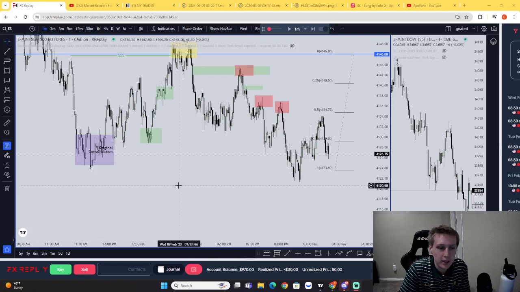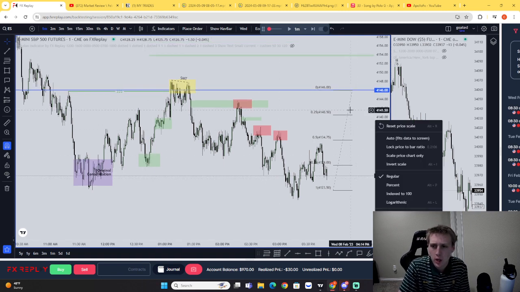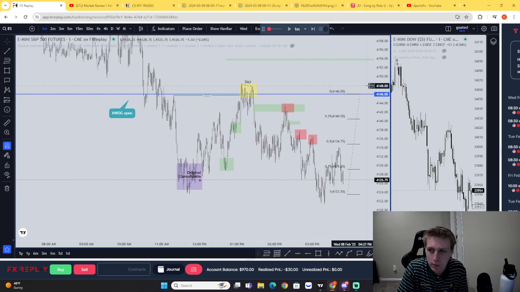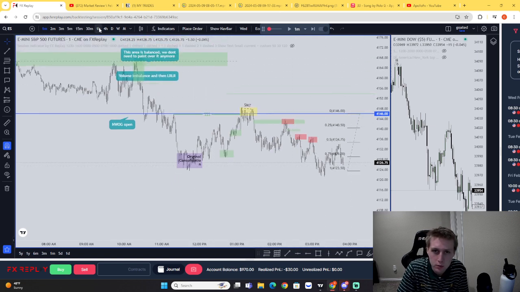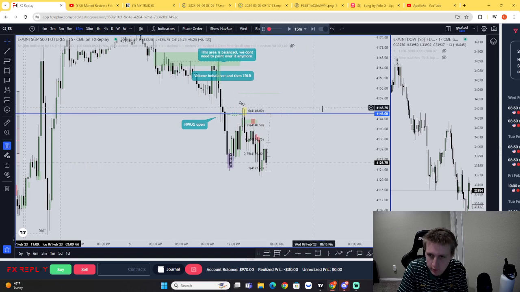I was just doing some backtesting. I thought it might be beneficial for me to come on here just for my own personal log, to annotate and discuss a market maker sell model. And this was a prime example of a market maker sell model, as we see throughout this day. I believe it is Wednesday, February 8th.